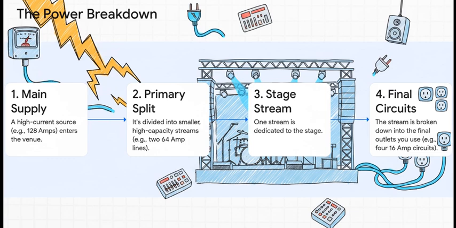First up, you've got your main supply. Let's say a monster 128 amps. That gets a primary split into smaller streams, maybe two 64 amp lines. Then one of those gets a secondary split and becomes the dedicated stream just for the stage. And finally, that stage stream is broken down into the final circuits you actually plug into. In this case, 4 separate 16 amp circuits.